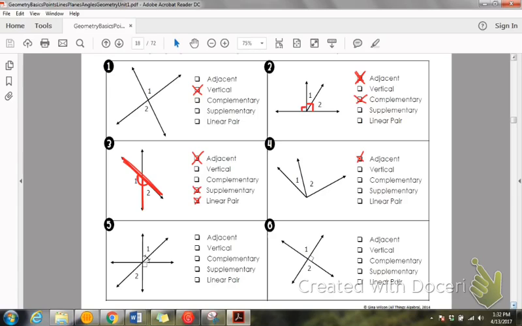Good. Number 5. Braxton, what do you know about number 5? Excellent. Do you see that 1 and 2 are across from each other? So they're vertical. Okay, number 6. James? Okay, we'll get there. Before they're supplementary, what do we know? They're vertical. Okay, but then I want you to look at number 6 with me.